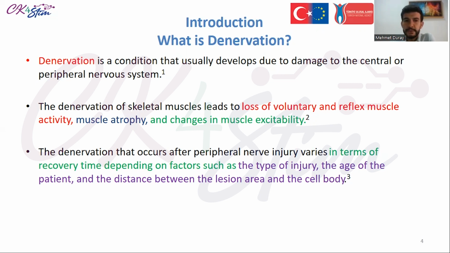The denervation process varies according to some factors. These factors can be the type of injury, the age of the patient, or the distance between the lesion area and the cell body. These factors cause decreased or increased recovery time.